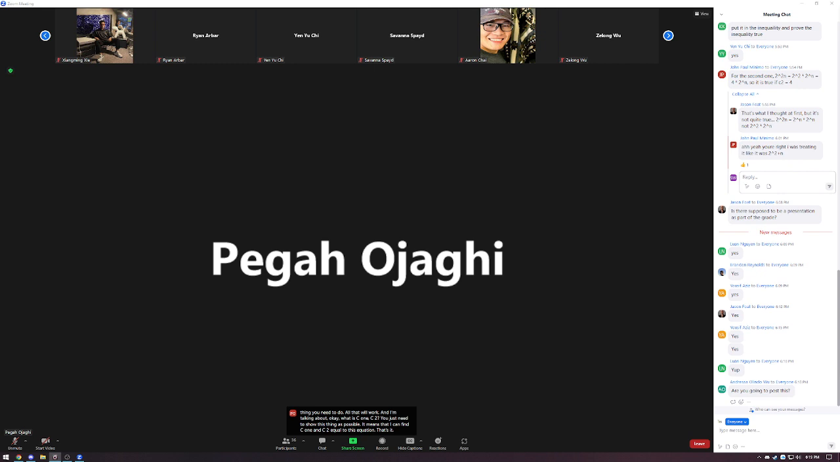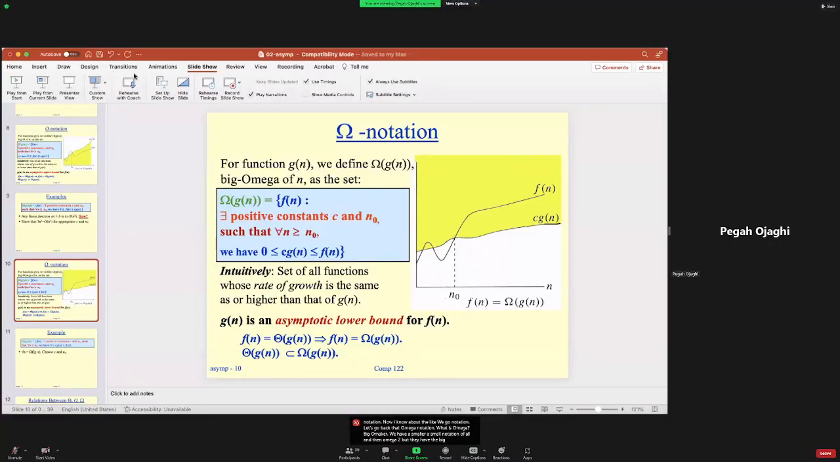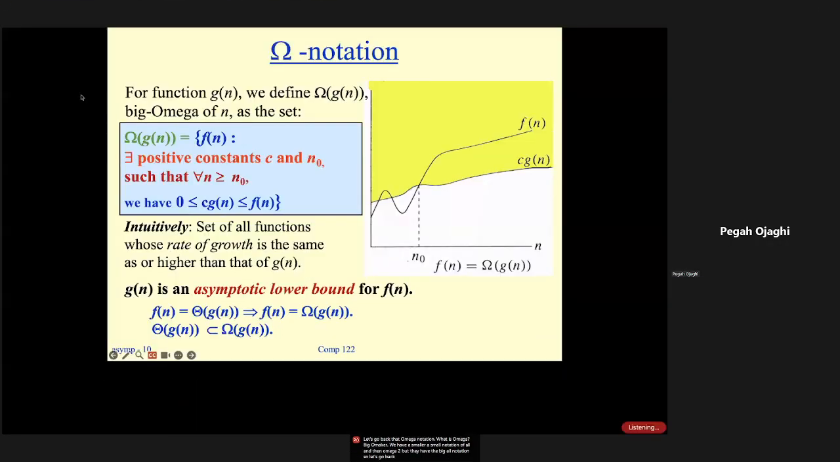So let's get back to another notation. Now I know about big O notation and theta notation. Let's go back to omega notation. What is big omega? We have small o notation and small omega too, but we have the big O notation. So let's go back. Is it clear up to now?